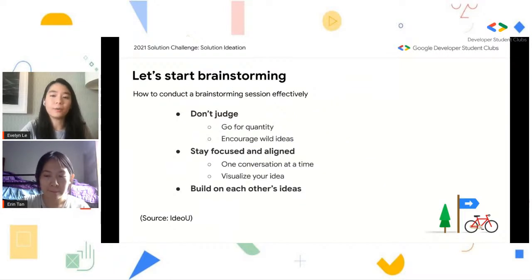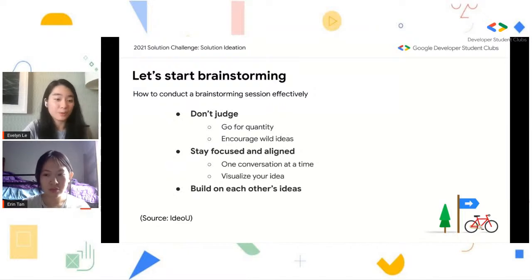And one of the things with brainstorming is that here are some quick rules so that you can brainstorm effectively. First of all, don't judge, okay? Go for quantities. Every idea counts. You want to encourage the widest ideas you can have. Go crazy. Of course, it should not be too irrelevant or too broad.